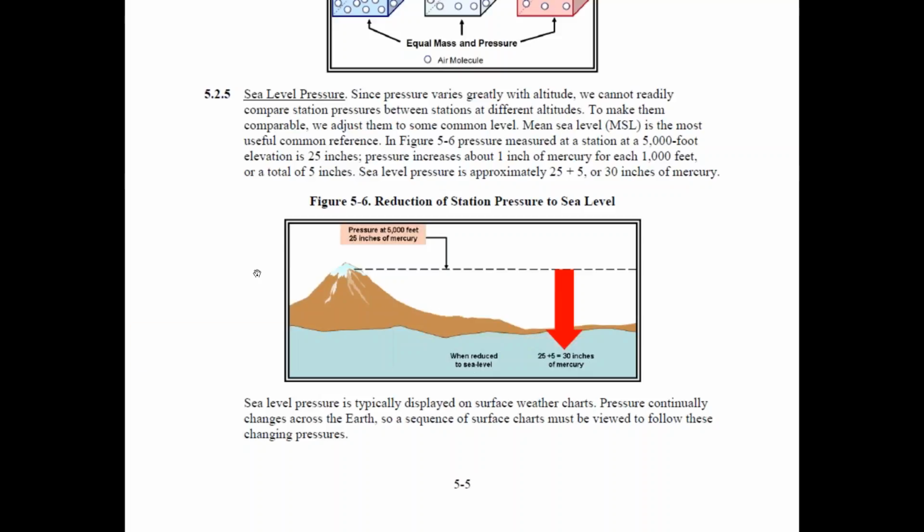The only time, once you get below 18,000, if you're coming into Salt Lake, you want to adjust it for whatever airport you're going to land at, whatever their altimeter setting is.